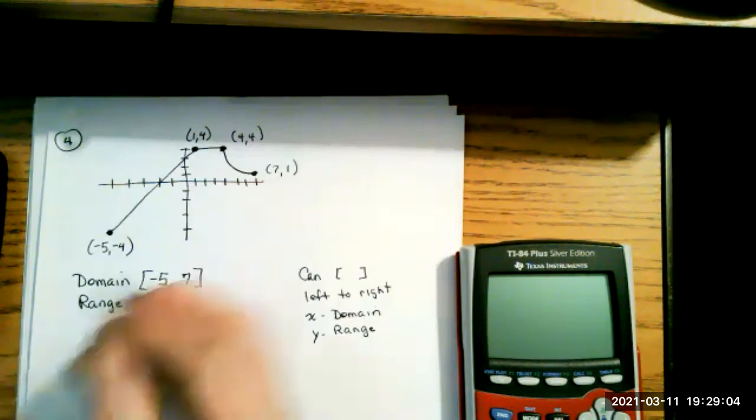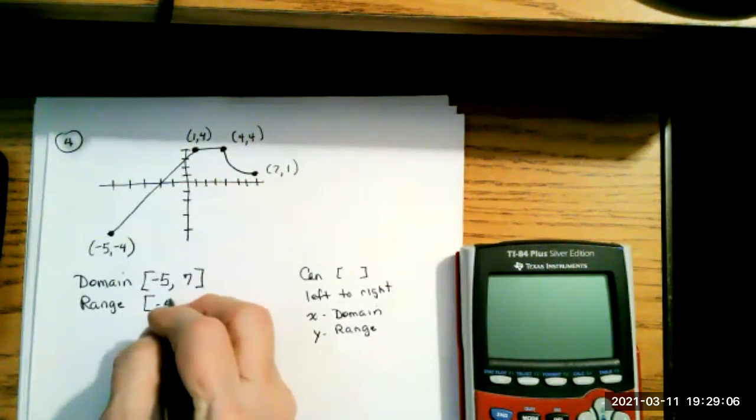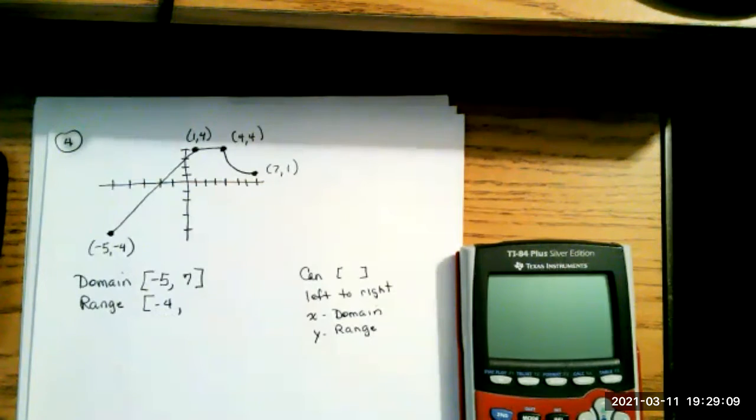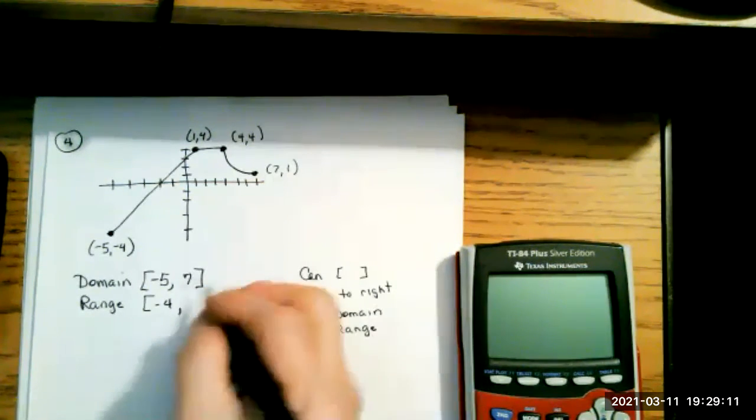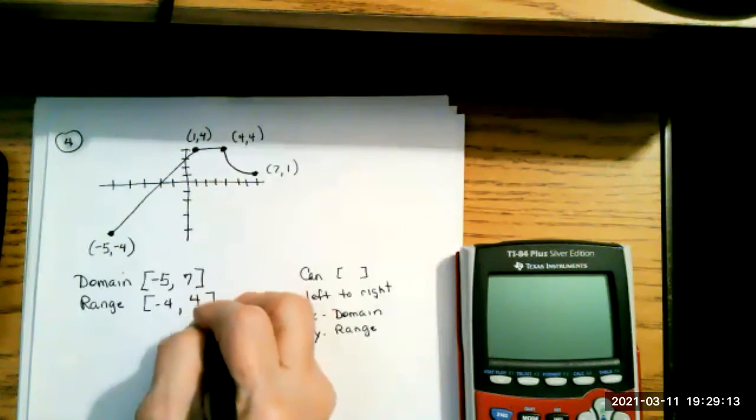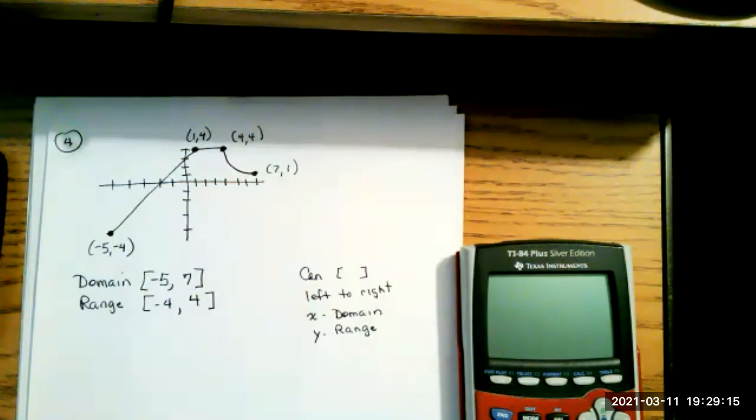-4 to +4. That's it. And I used a bracket. Do you know why? Because it includes the numbers. That's correct. Okay. Any questions on that one?